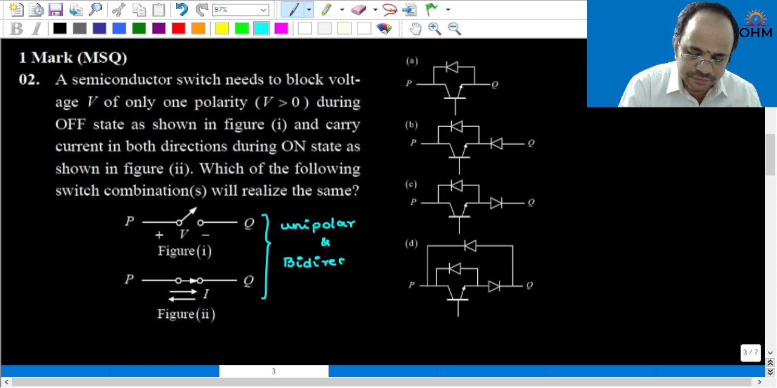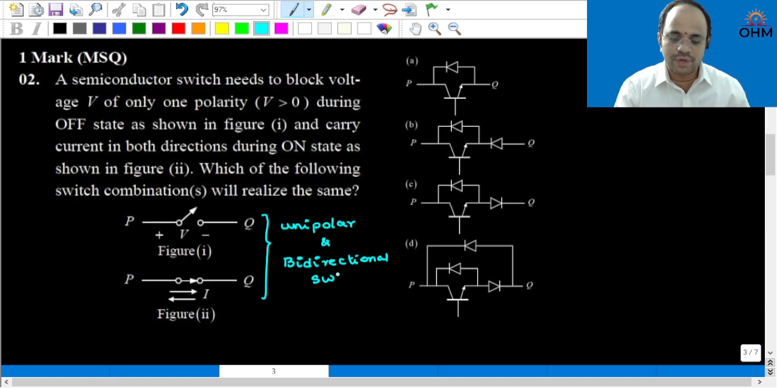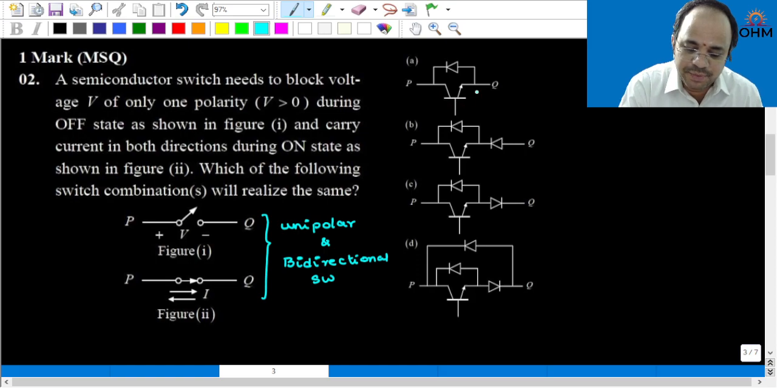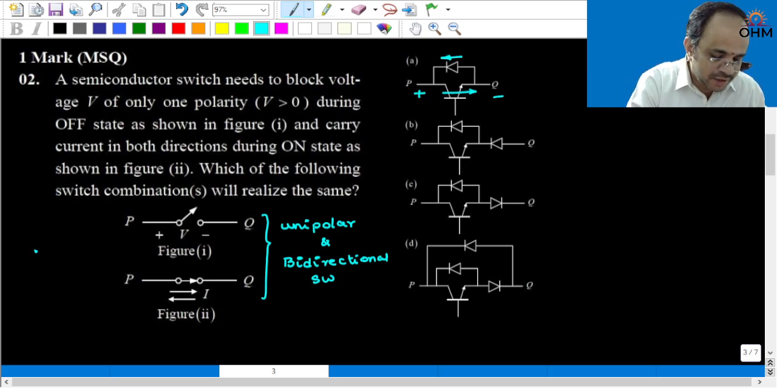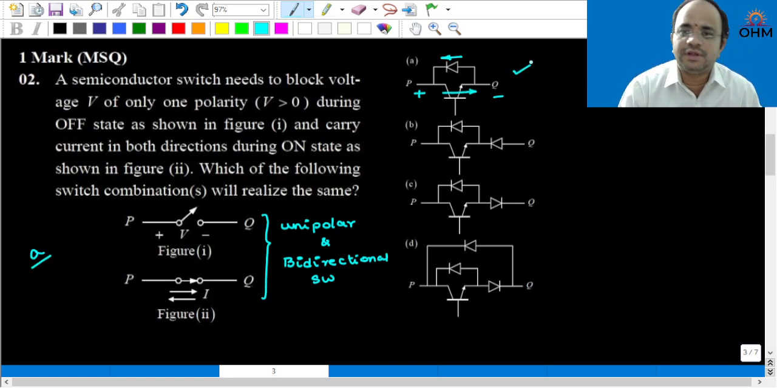and bidirectional switch. You need to identify unipolar and bidirectional switch. Now let us come to the options one by one. Option A, it is simply transistor with a diode in anti-parallel. Therefore, this switch can block voltage of one polarity between the terminals P and Q. Then it satisfies unipolar property, and when the transistor is in the conduction state, it can carry current in this direction. When this diode is in conduction, the current can flow from Q to P. Therefore, option A will satisfy the given requirement.